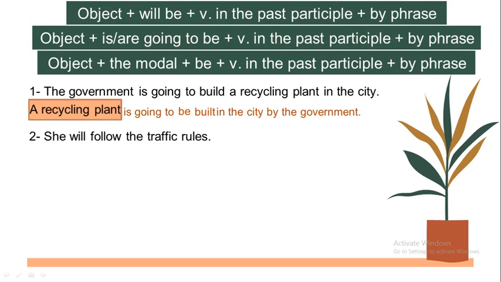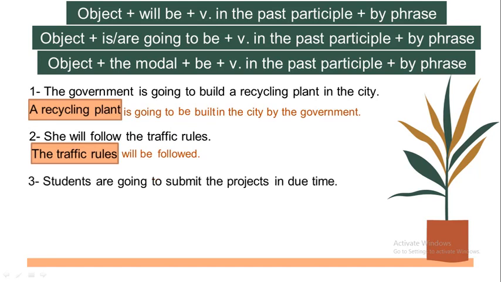She will follow the traffic rules. Will follow, it's the future tense. So we will follow the first rule. We will start with the receiver of the action. What will she follow? The traffic rules. Now, after that comes will plus be and then the verb in the past participle, which is followed. Traffic rules will be followed.